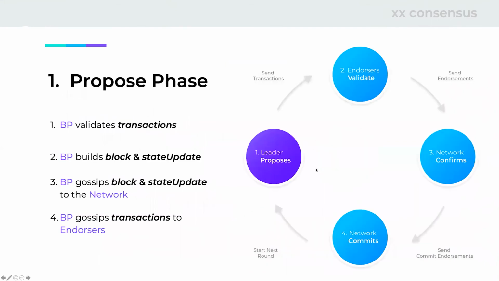In the propose phase, the leader of consensus, which is the BP, will send its block proposal to the network. The BP proceeds in the following manner. It validates the transactions and will discard all the invalid ones. Then it builds the block and the state update with only the valid transactions. Finally, it will send this block and state update to the whole network while only sending the transactions to the endorsers in parallel. And then once the endorsers have received the transactions, they enter the next phase of consensus, the validate phase.